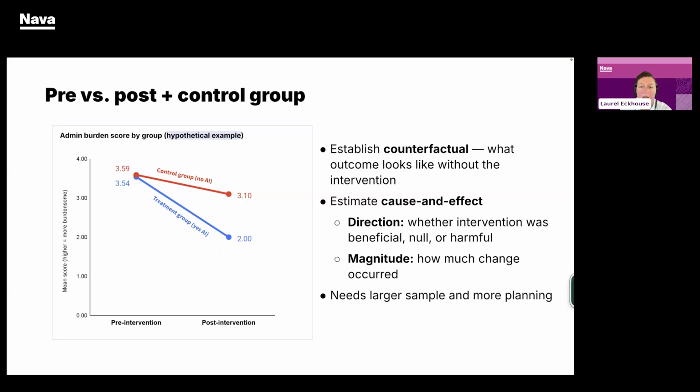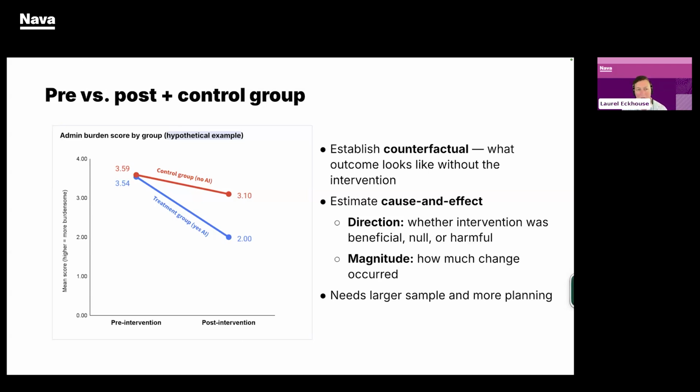Instead, with the information that we have, we can look at both the direction of the change, both groups went down, and the magnitude, right? The treatment group had lower administrative burden than the control group, and the magnitude is 1.1 points on the 5-point scale. Planning and interpreting randomization does have some tricky elements to it.